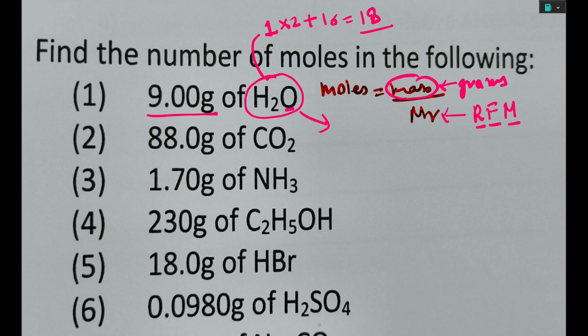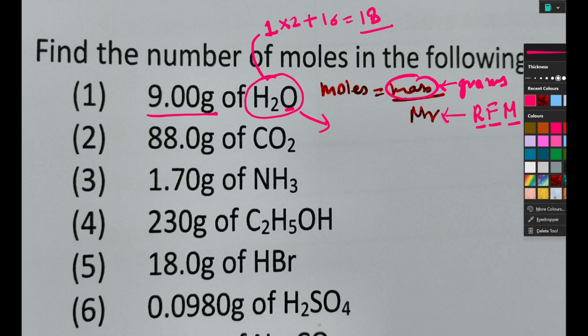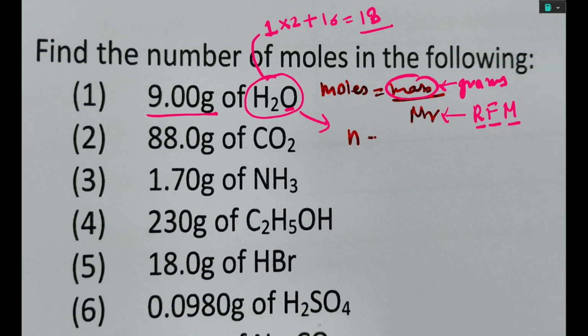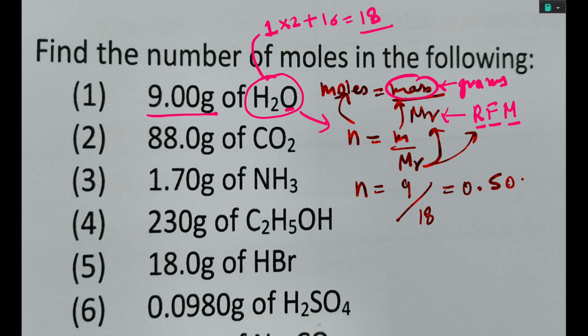So for the first one, they said 9 grams of H₂O. In GCSE, they want you to go step by step, otherwise you might lose the marks for not writing the steps. So first, write the formula, which is n equals m over Mr. n is just the short representation of moles. m is the mass of the compound or element, whatever it is, and Mr is the relative formula mass of the compound. So to work out n, you put 9 over the RFM, which is 18, and that will give you the answer as 0.500 moles.